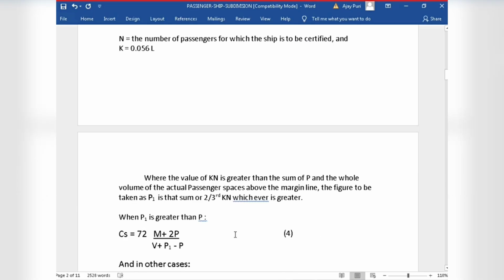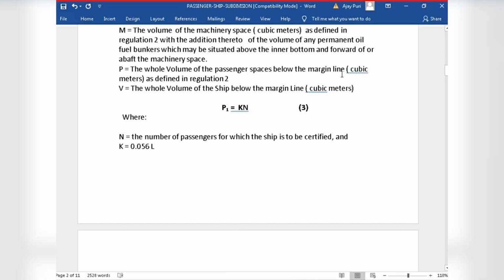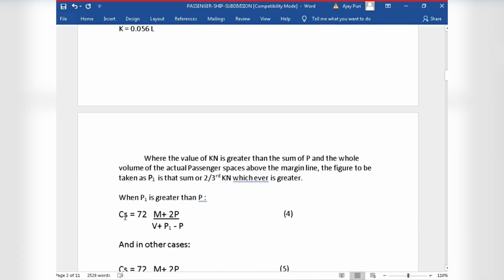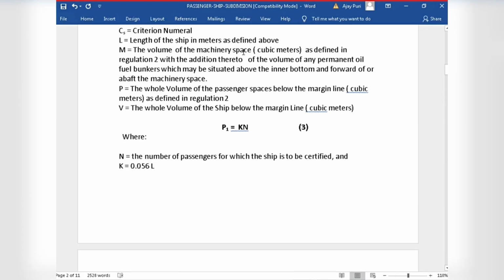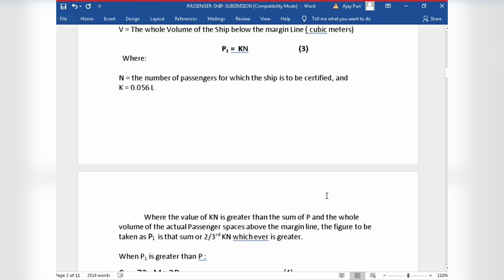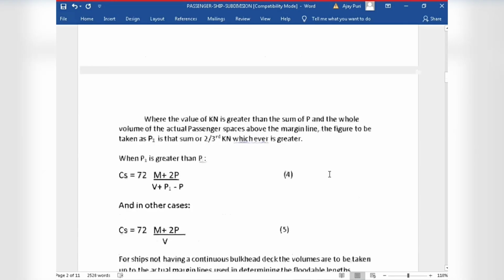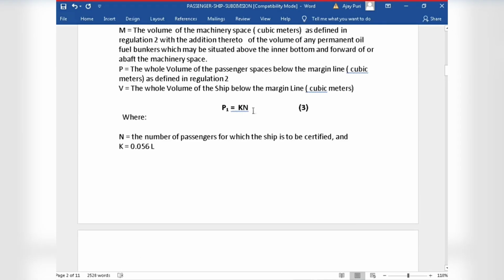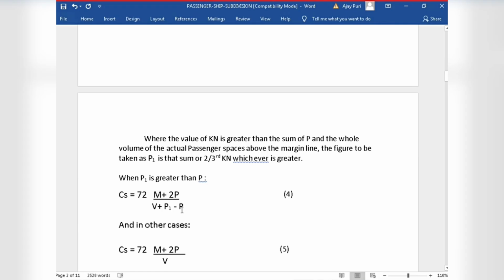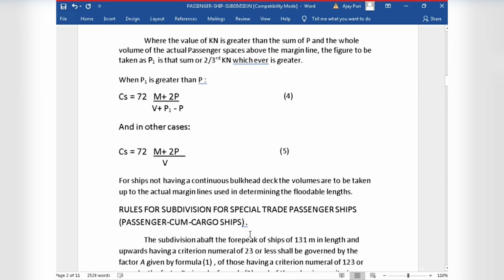Now, when P1 is greater than P, where P is the volume of passenger spaces below the margin line, then the criterion of service numeral is CS = 72 × (M + 2P1 - P)/V... more precisely, 72 into M, the volume of machinery space including permanent fuel oil bunkers above the inner bottom and forward or abaft of machinery space, plus 2P, where P is the volume of passenger spaces below the margin line, divided by V, which is the volume of the ship below the margin line, plus P1 minus P. When P1 is equal to P or P1 is less than P, then CS is equal to 72 into M plus 2P by V. That is the value of the criterion of service numeral.